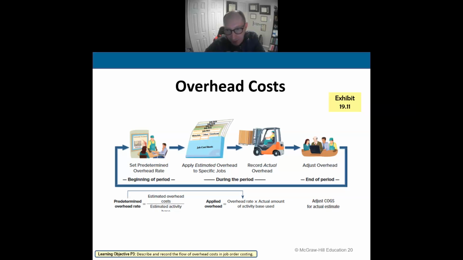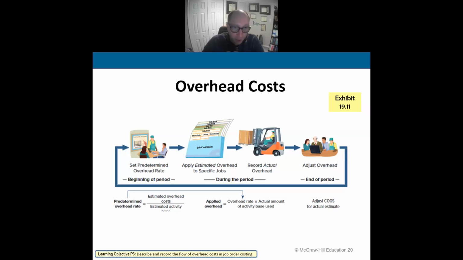And this actually gets back to Kia's earlier question with respect to underapplying and overapplying. So Kia, because we use an estimate to apply overhead, there's a risk of underapplying or overapplying the estimate to the job. And so here's how it works.